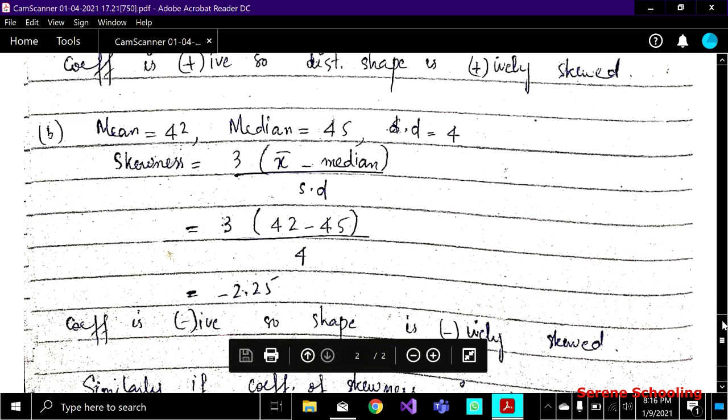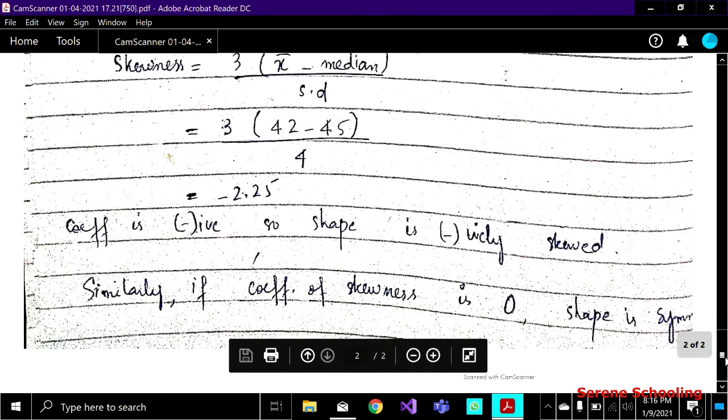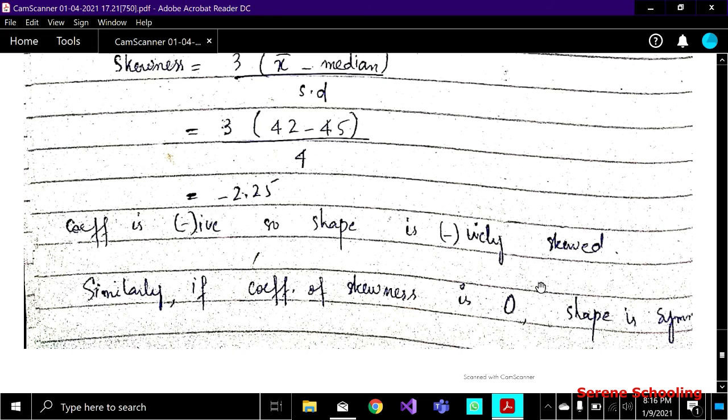Okay, so the next example, or you can directly see this: if the coefficient of skewness is 0, if you solve this example and you get 0, it means that your shape is symmetric, right? It is normally distributed. There is no skewness, no outliers. So in that case your coefficient of skewness is 0 and your shape is symmetric.